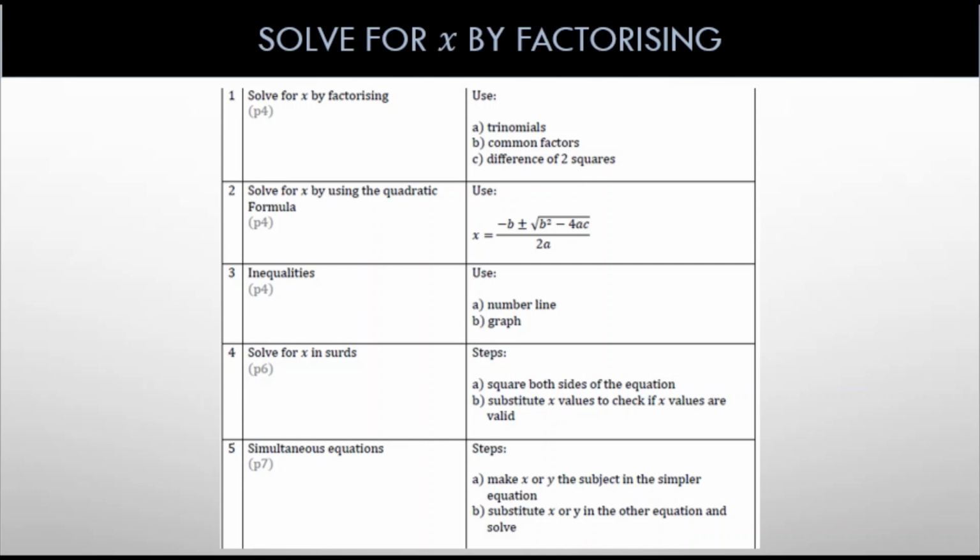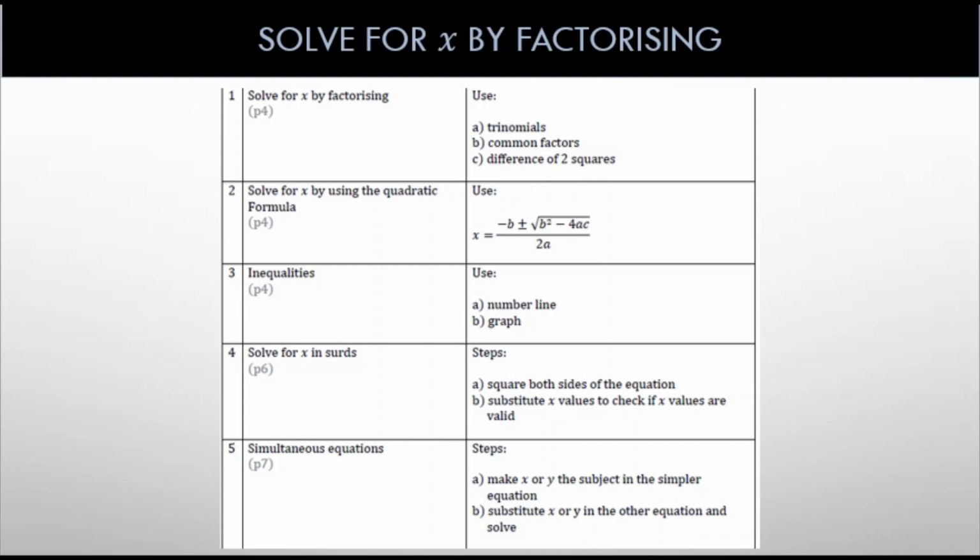Then the next recurring quick win question is solving for x in surds, and you remember that is the one where we have to square both sides and then substitute the x value to check which value is valid or invalid. And sometimes when we have a root that occurs in both sides of the equation, then we have to let that root equal to k, so we use the k method or square both sides. So that is also a recurring question and it's part of our quick wins.